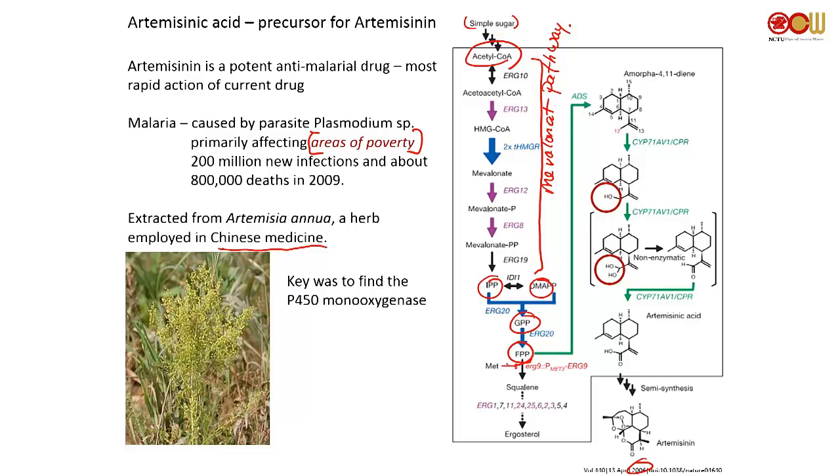From FPP, normally you use 2 of those to make squalene. I don't want to make squalene. What I can do is use a couple of enzymes that convert your farnesyl pyrophosphate into this thing called amorphadiene, which is a precursor to artemisinic acid and a precursor to artemisinin.